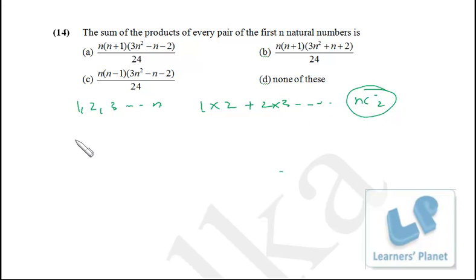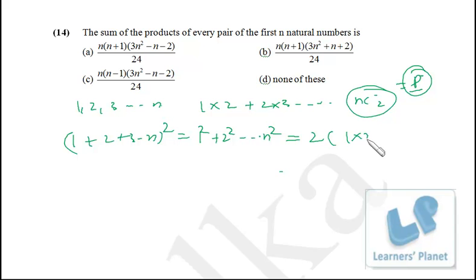How can you find this out? I assume nC2 terms sum to be p, a variable I assign. So it is 1 plus 2 plus 3 till n, whole square, is equal to 1 square plus 2 square till n square, plus 2 times 1 into 2 plus 2 into 3. These are the nC2 combinations, and all these combinations added, I assume them to be p. So precisely this is p. Now this is the sum of first n natural numbers, that is n into n plus 1 by 2, whole square.